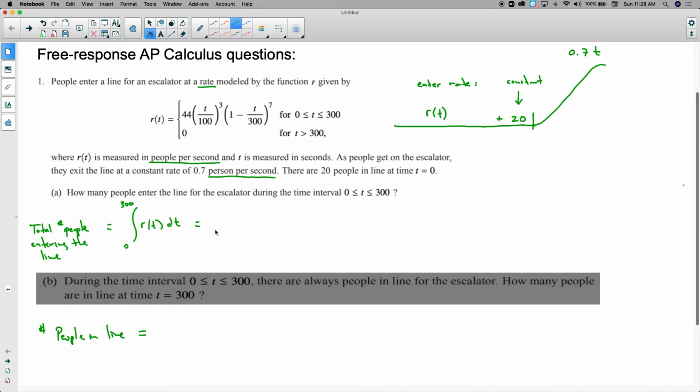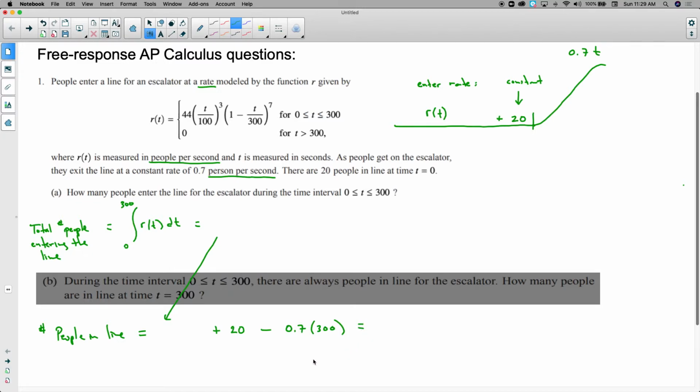So note to self, I'm going to go get that number and put it here. Draw a little arrow there. But then we're going to need to add to that the 20 people that were already in line. And then we need to subtract from that the number of people who have left the line. And the number of people who have left the line in the first 300 seconds is 0.7 times 300.